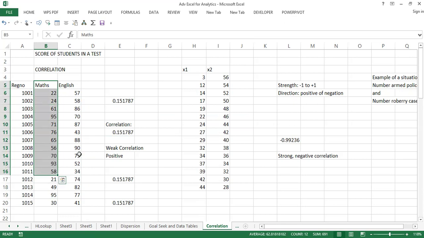Okay? They don't, that's what negative would be. Then when the figure is high, it shows that the correlation is strong. So you can have strong positive correlation. You can have strong negative correlation. You can have weak positive correlation. You can have weak negative correlation. And you can have no correlation. No correlation is when correlation is 0, which means there's no relationship whatsoever.